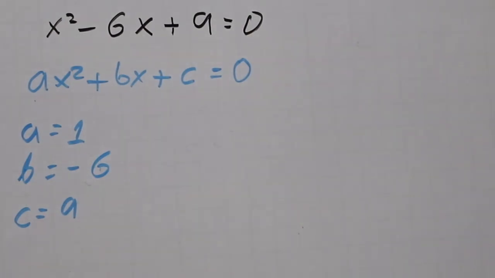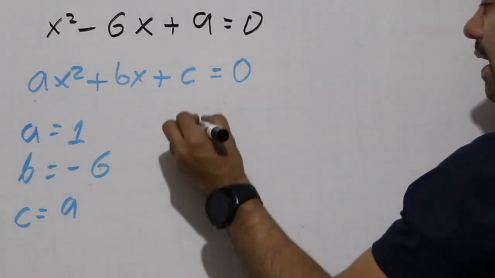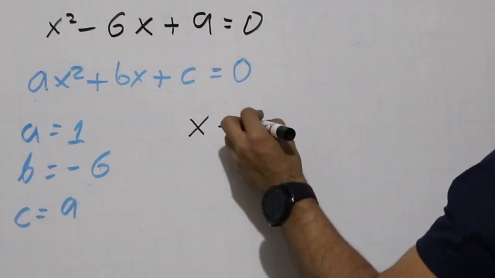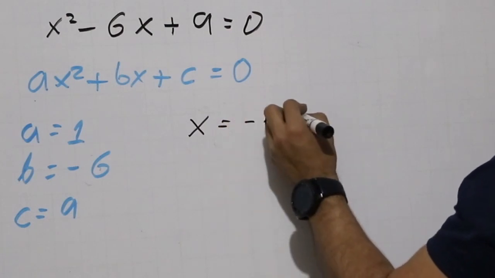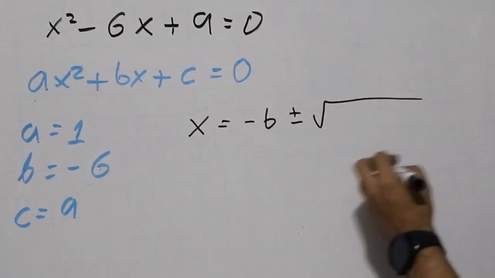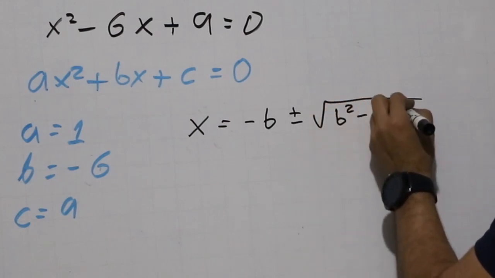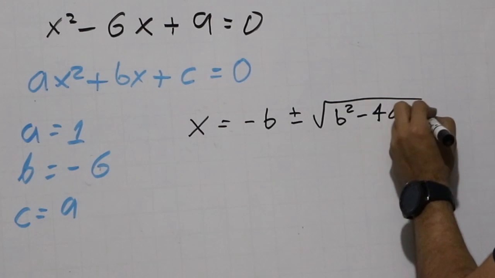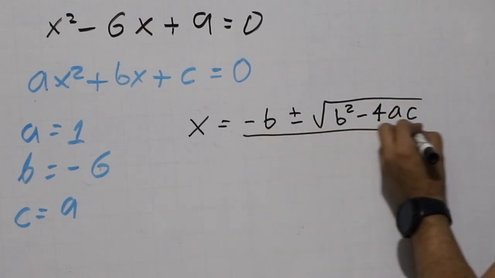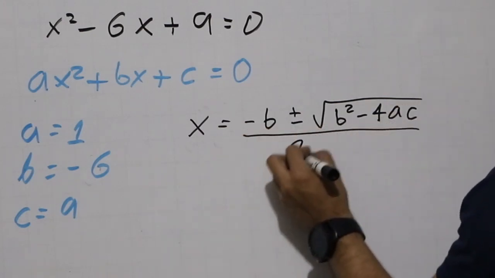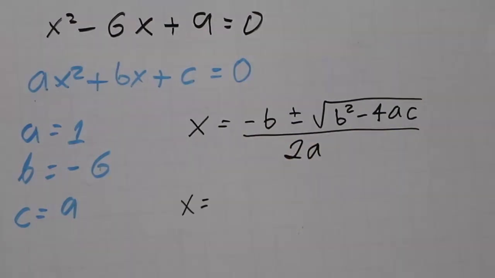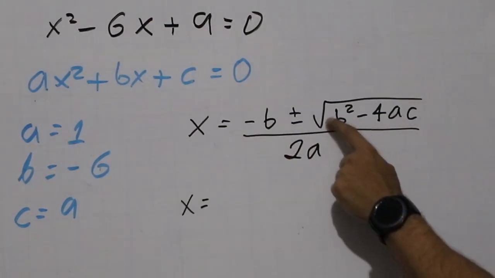Now let's write the quadratic formula. We have x equals minus b plus or minus the square root of b squared minus 4 times a times c, and everything over 2a. Okay, something that's really important about this exercise is the discriminant.